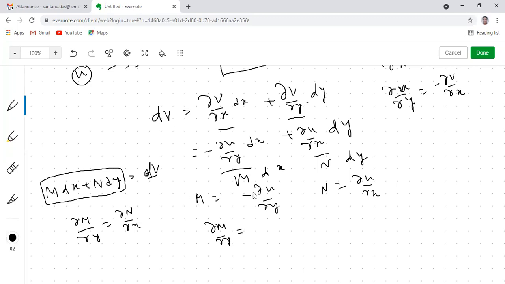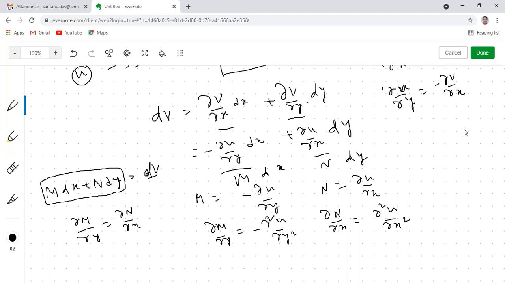Del m del y means del y of del 2y by del y square. So minus del 2y by del y squared. Similarly, what will be del n del x? N is here del u del x, so del of del u del x, which is del 2u del x squared. This one.